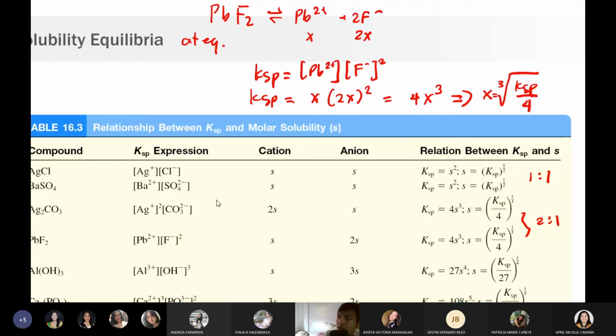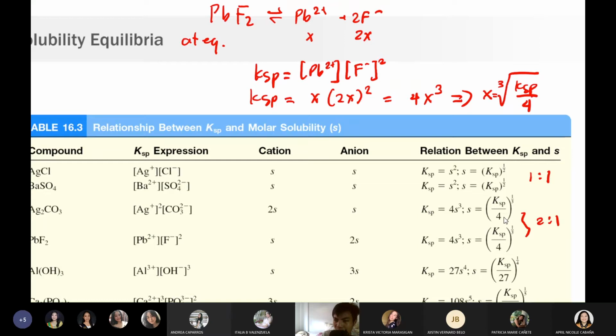Kaya nga sabi ko sa inyo, pwede kabisaduhin nyo na lang. Although, it will be better kapag mas alam nyo yung equilibrium kaysa sa shortcuts. Sabi ko nga sa inyo, mag-shortcut lang kapag alam na yung concept. Okay. So, yun yung reason why kapag 2-to-1 yung ratio natin, X can be calculated as the cube root of Ksp over 4. Okay. So you will find this handy kasi puro ganito yung question sa part 2.